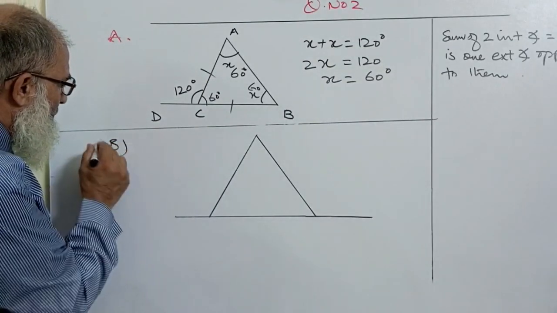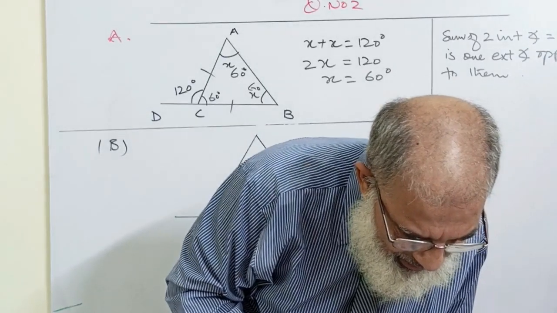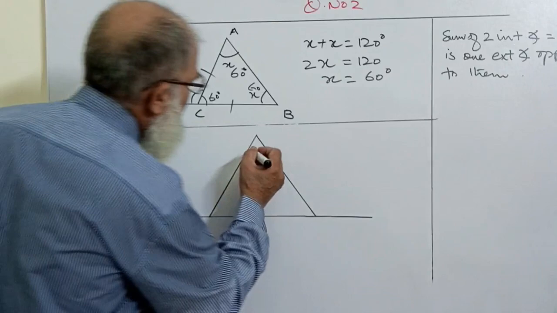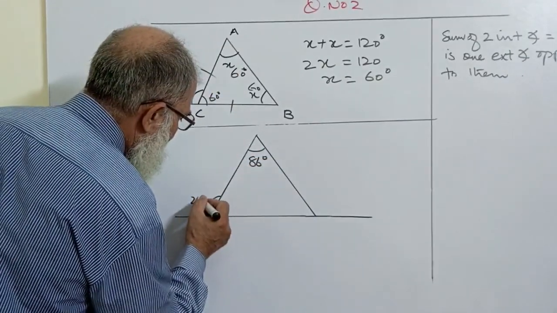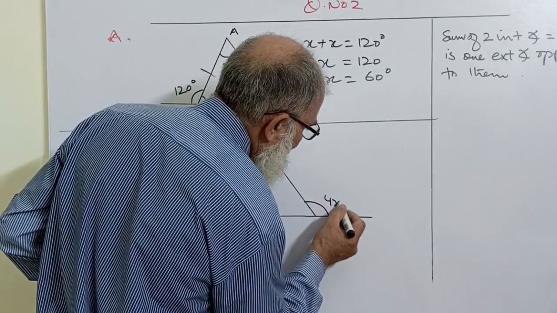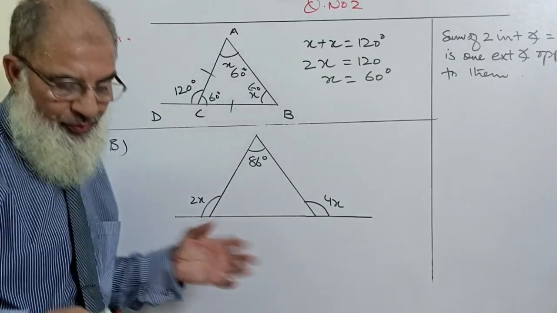Part B. So part B seems to be somewhat tricky. 2x and 4x and 86. Now this is the 86 degree angle. This is 2x and this is 4x. Okay. Now what do we do?